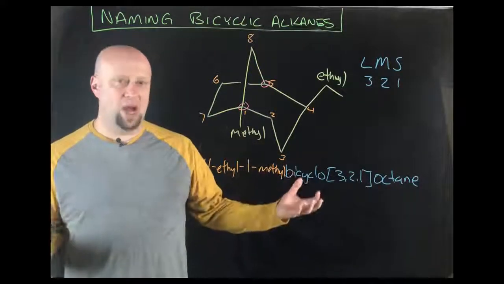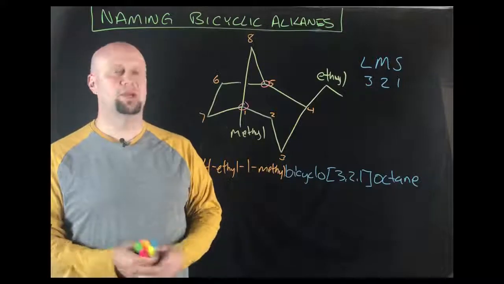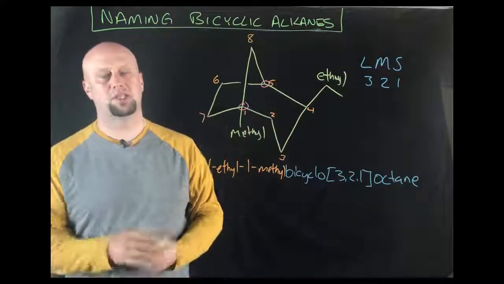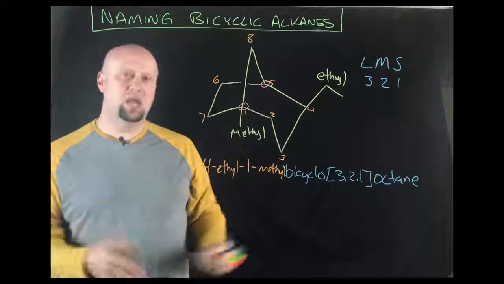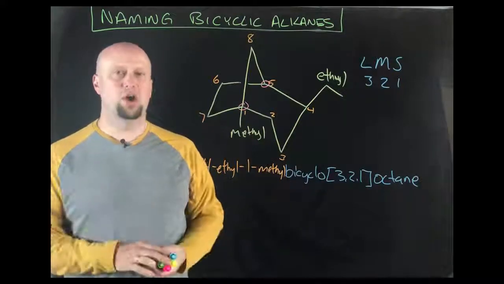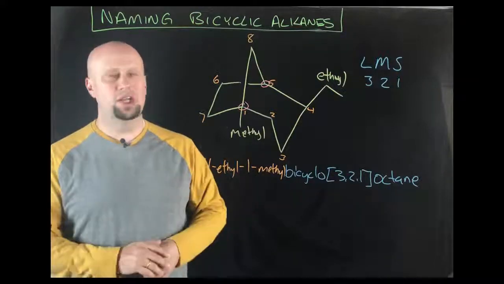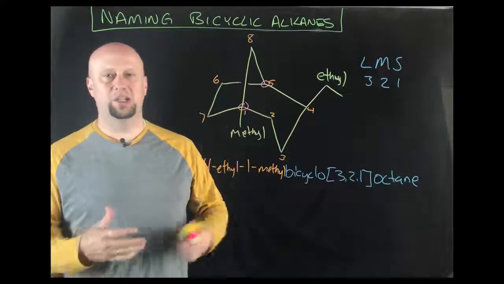Obviously, you'll need to practice a lot of these to get them right, particularly in the numbering. The locants on the bicyclics are what tend to throw students off. But I think once you practice and do 10 or so, you'll have a pretty good handle on it, and hopefully that will really get you where you need to go for naming bicyclic alkanes.